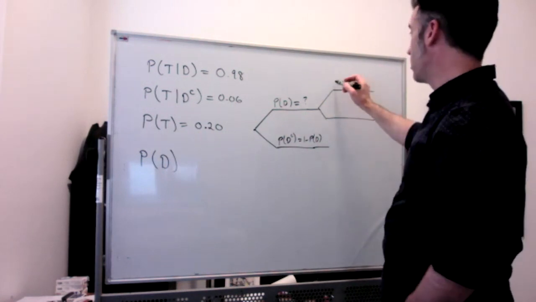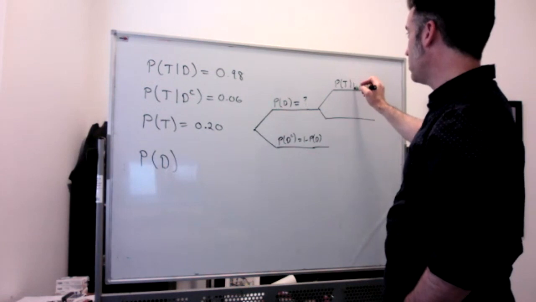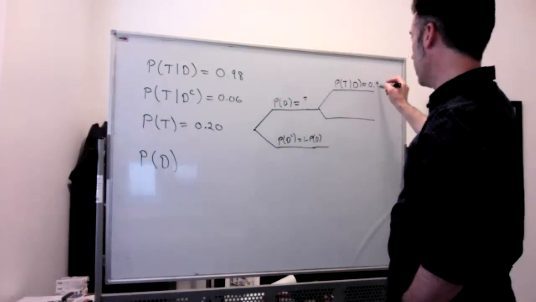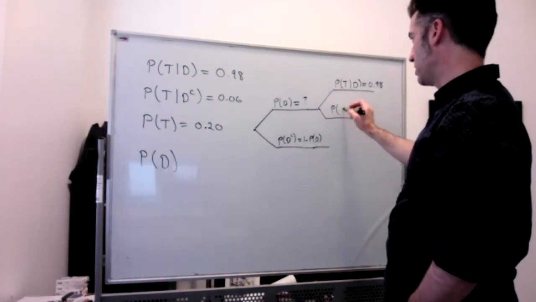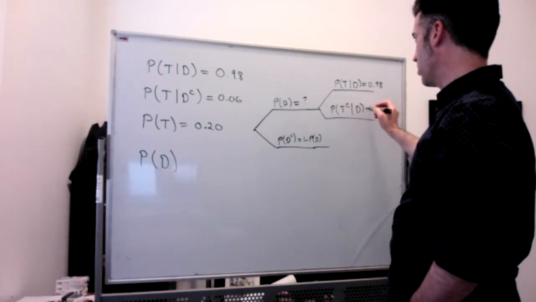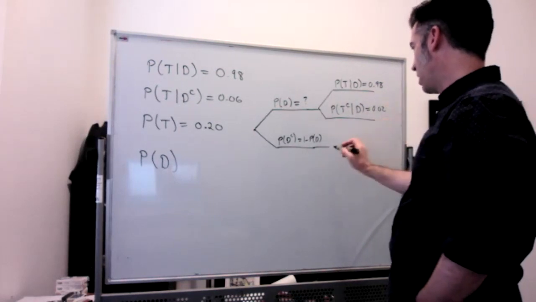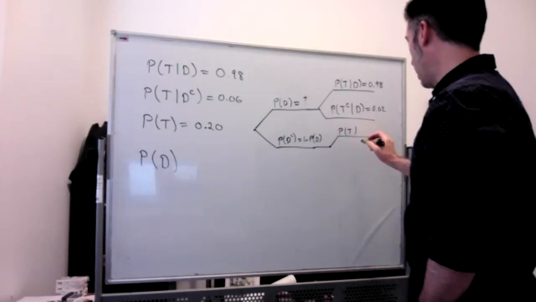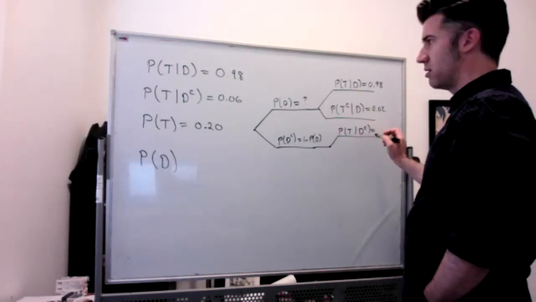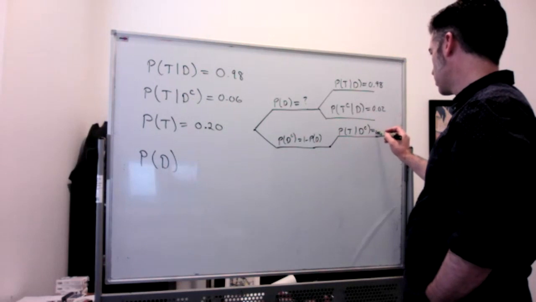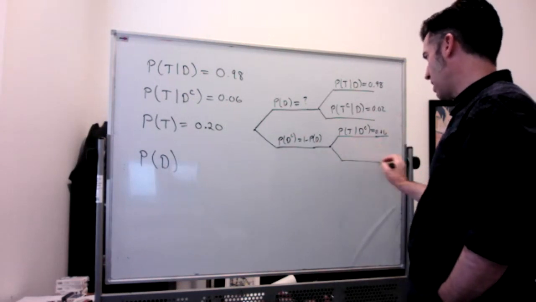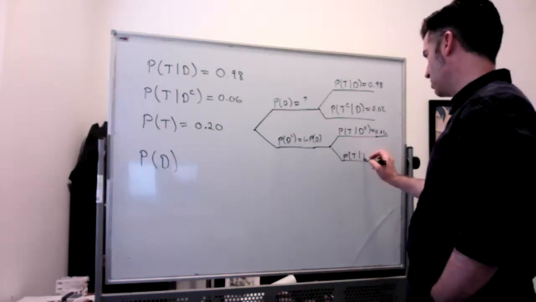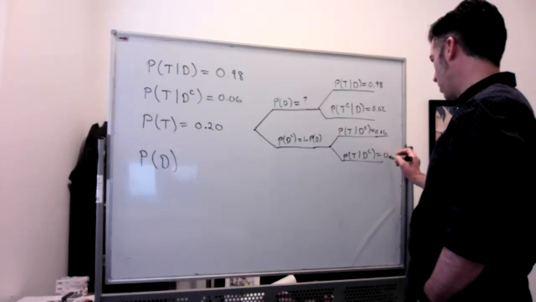We know the probability of testing positive given that you have the disease is 0.98. And the probability of testing negative given that you have the disease is 0.02. And the probability of testing positive given that you do not have the disease is 0.06. And the probability of testing negative given that you don't have the disease is 0.94.